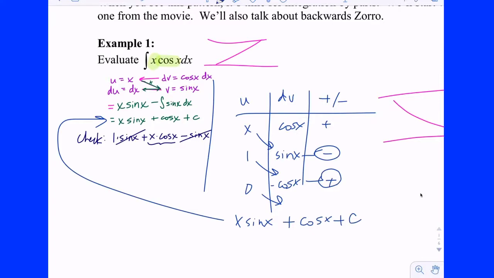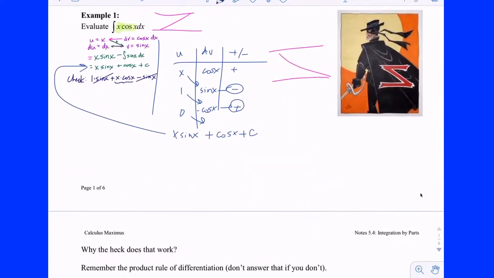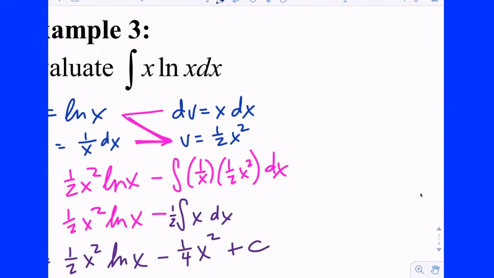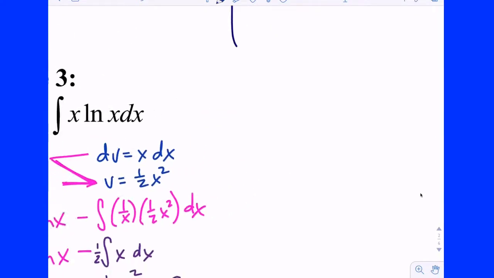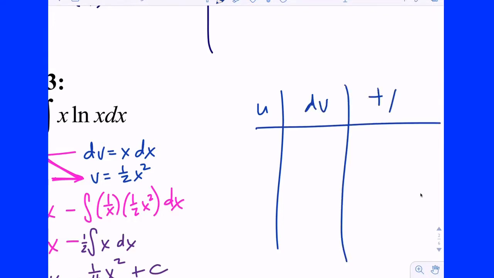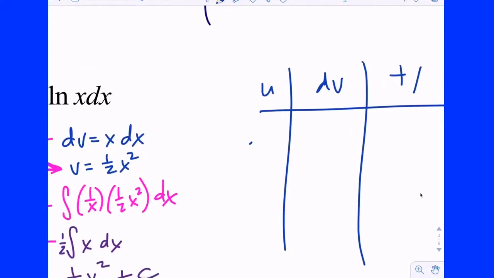Yes, but does the tabular method work? Yeah, they both work. Now what about one of these down here where we couldn't let the x expire to 0? What would that look like? Well, let's try the tabular method. U, dv, plus minus. Those are your columns. Here, remember, we had to let u equal the natural log of x, and dv had to equal x.